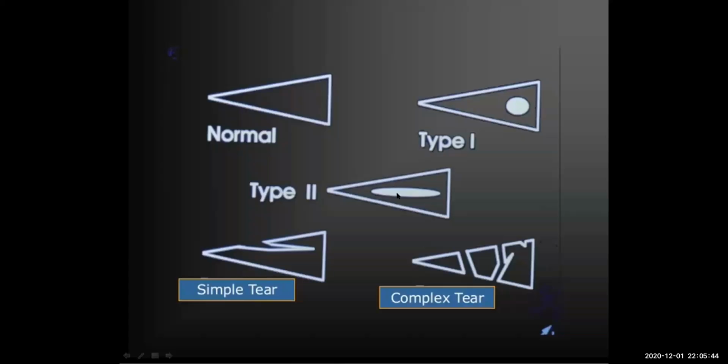When this kind of white spot reaches either this surface or this surface, then we call it type 3. In type 3, it depends on the line. If it is one line, it's a simple tear, and there are different shapes of simple tear. If there is more than one line, we call it a complex tear. We have one in type 1, in type 2, and in type 3.